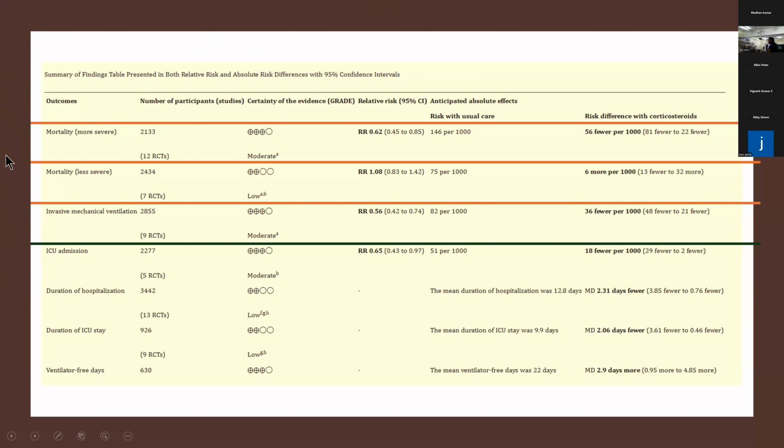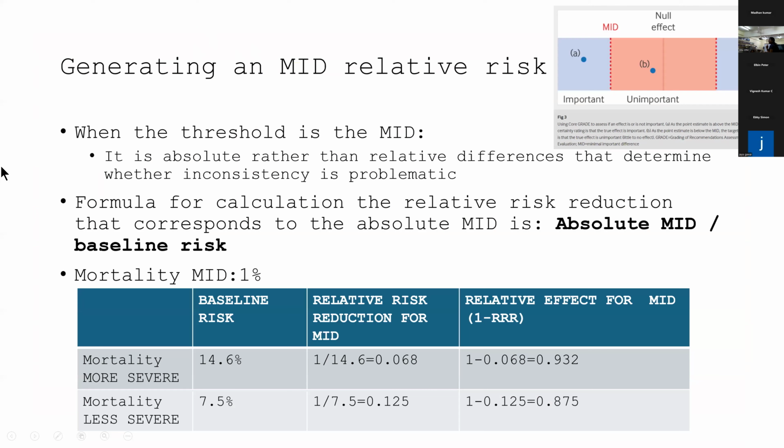So I'll explain this to you. What did we take actually? We were supposed to compare it to MID. Now the problem is MID is an absolute effect. You're looking at a 1% decrease in mortality, but you're assessing inconsistency in what data? You're looking at relative risk and assessing inconsistency. So it's very important that you convert your MID into a relative risk.